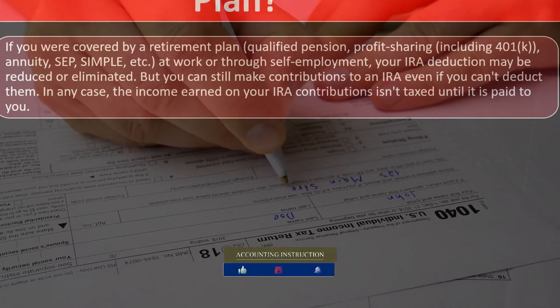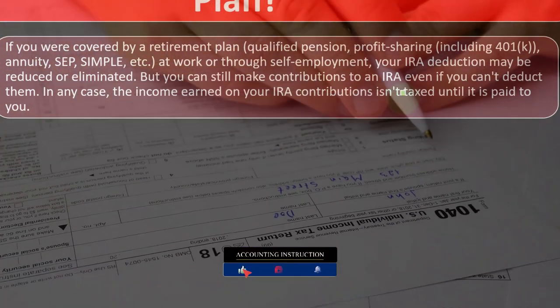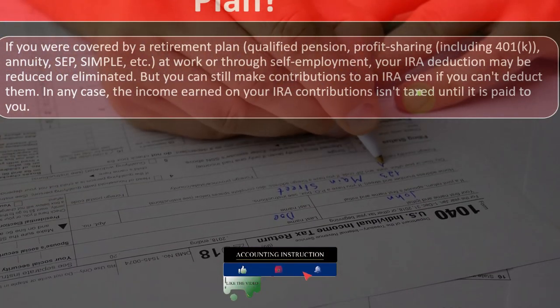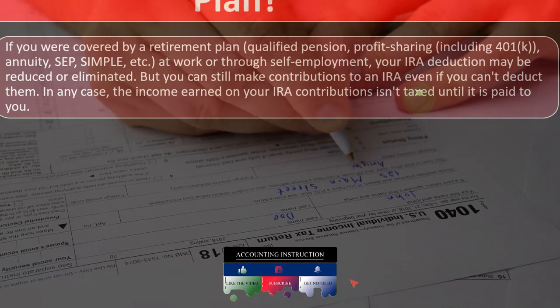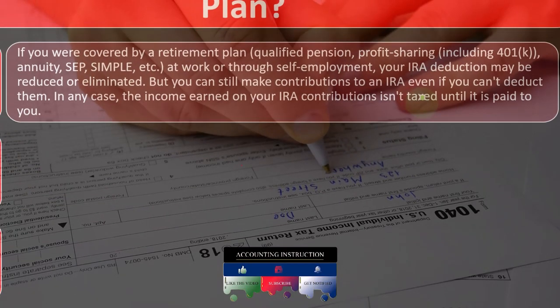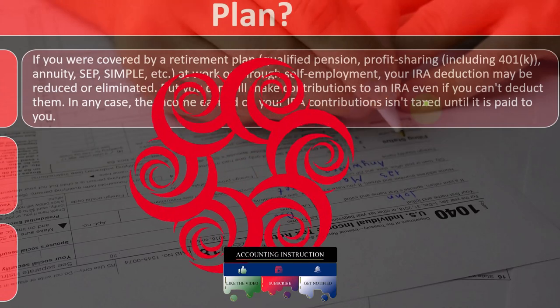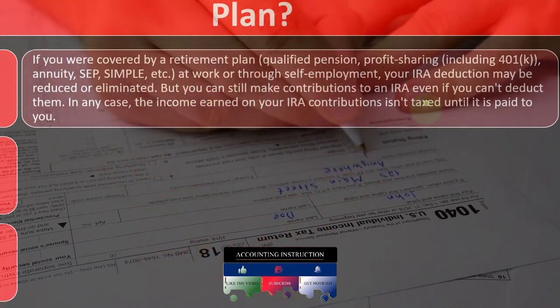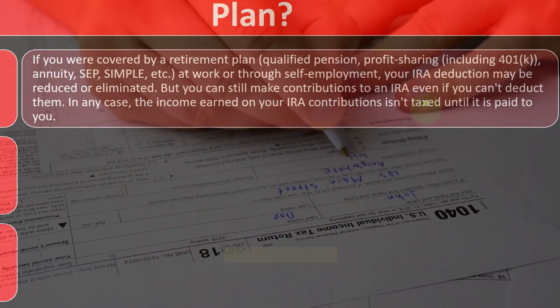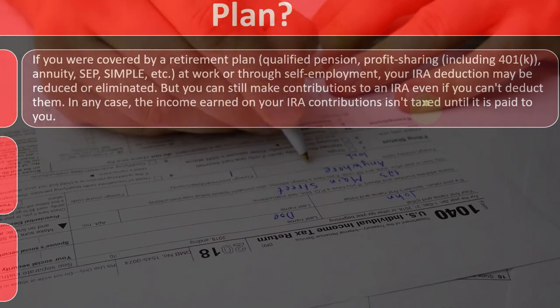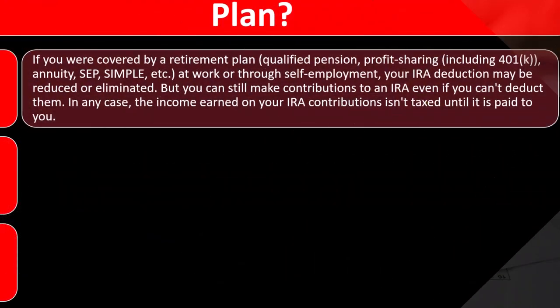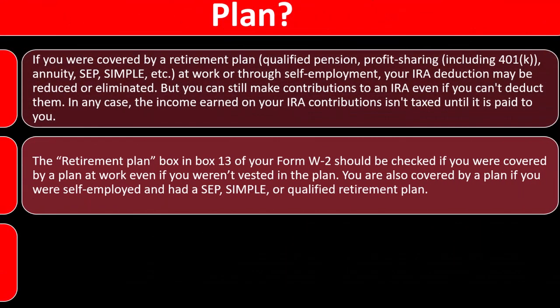Notice they mentioned here, you can still make contributions to an IRA even if you can't deduct them. Why would I do that, you might say? Because you're not going to get a benefit from the deduction when you put the money in, but you'd still get the earnings, which would be tax deferred until the point that you take it out.